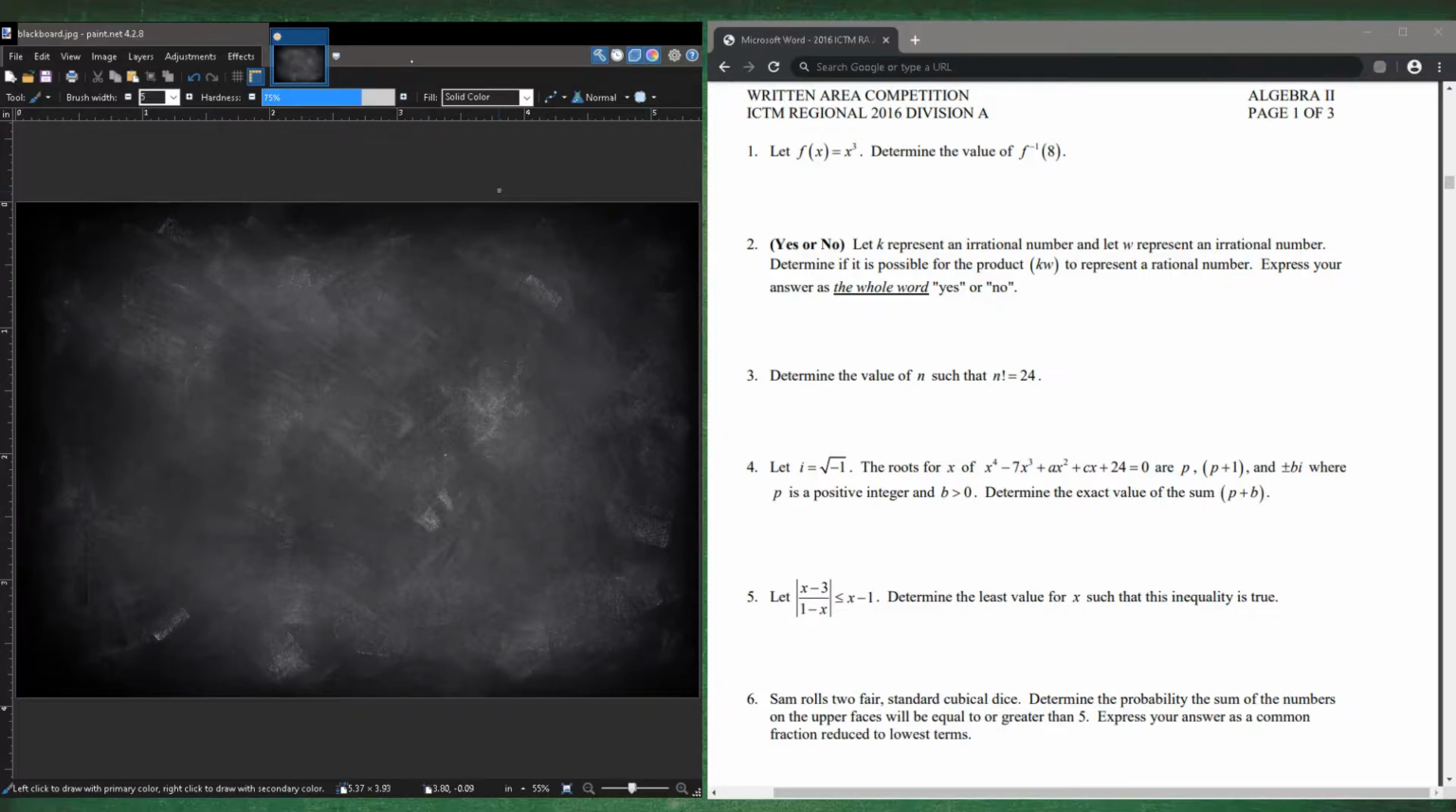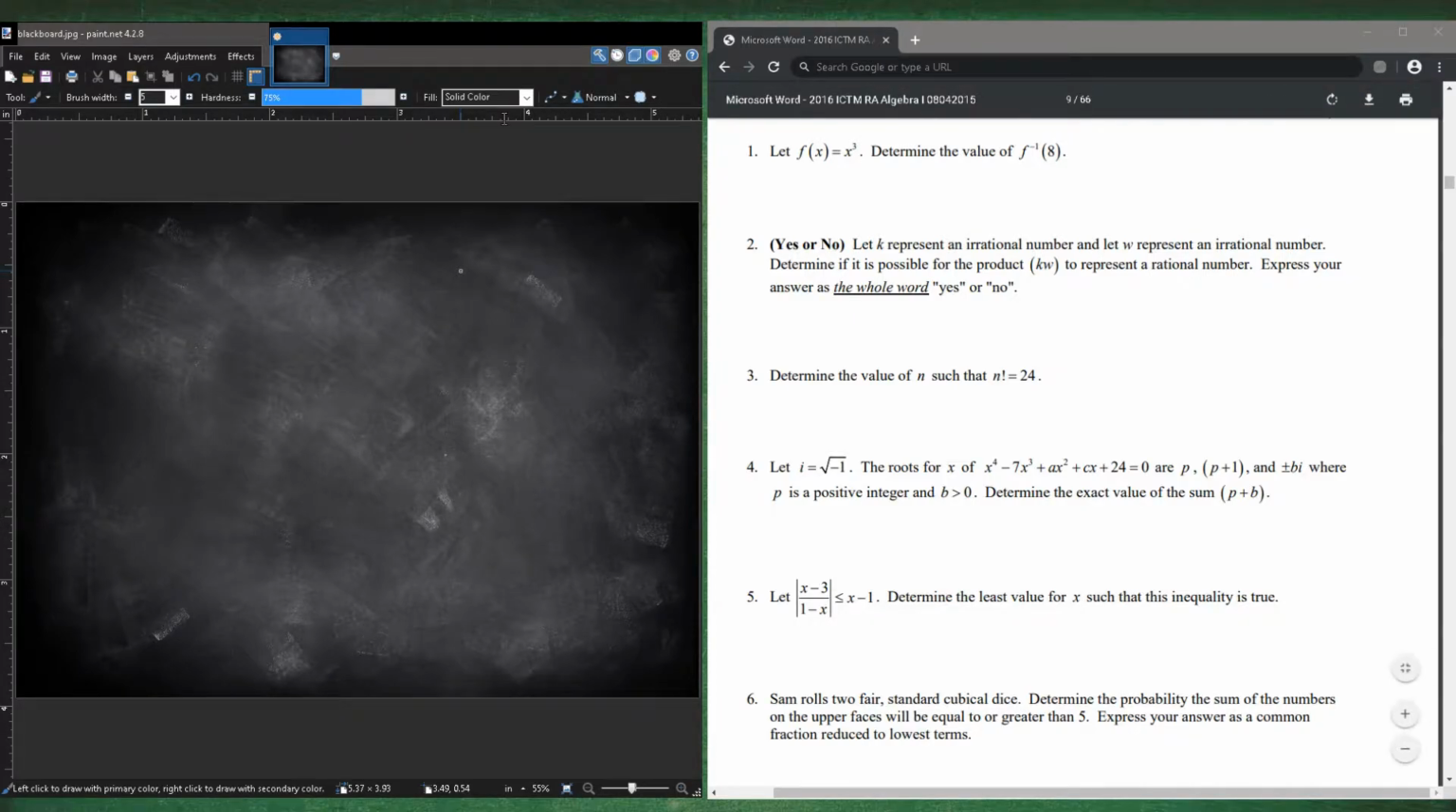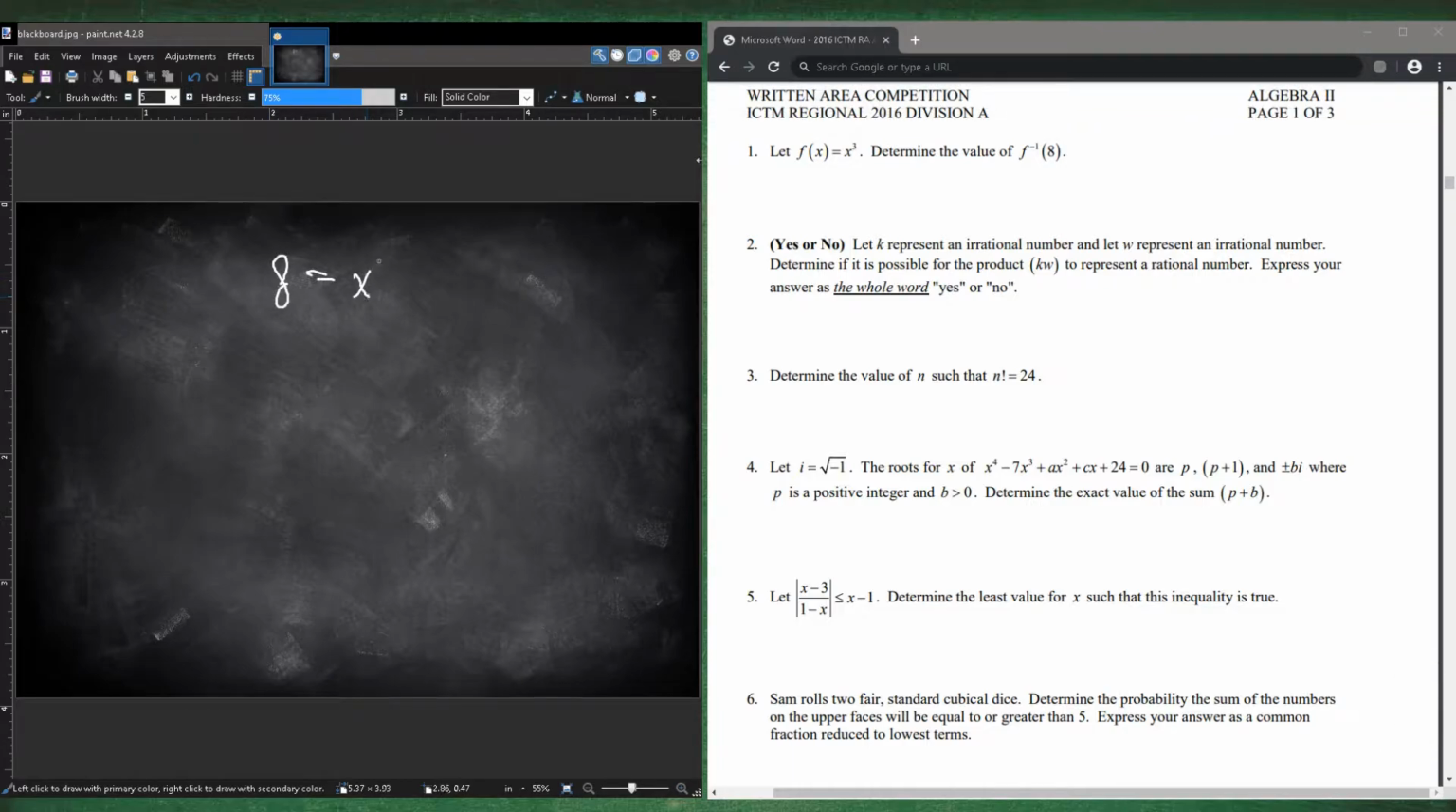Okay, let's get started. Number 1, let f of x is equal to x cubed, a cubic function. Determine the value of the inverse of 8. If it's inverse, that means whatever they put inside is going to be the y-coordinate. So 8 is going to be equal to x cubed, so x is equal to 2. And that's basically it. So the first answer is 2.